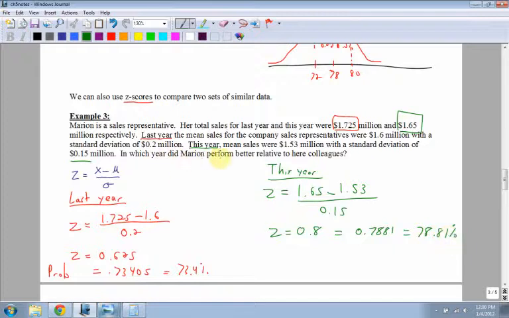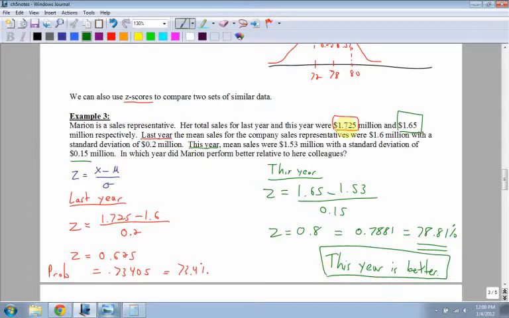So it says, in which year did Marion perform better relative to her colleagues? In this question, we want the higher number because we want her sales to be bigger, more percent of sales, right? If it was a question about time, then you want a lower time, so you want the lower number. But in this case, because you want her total sales, she did better this year, relative to her other colleagues. She had 78.81% of the sales.